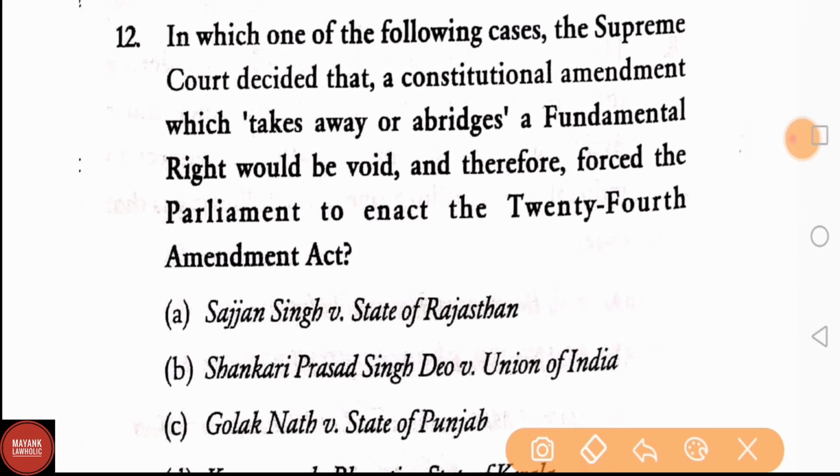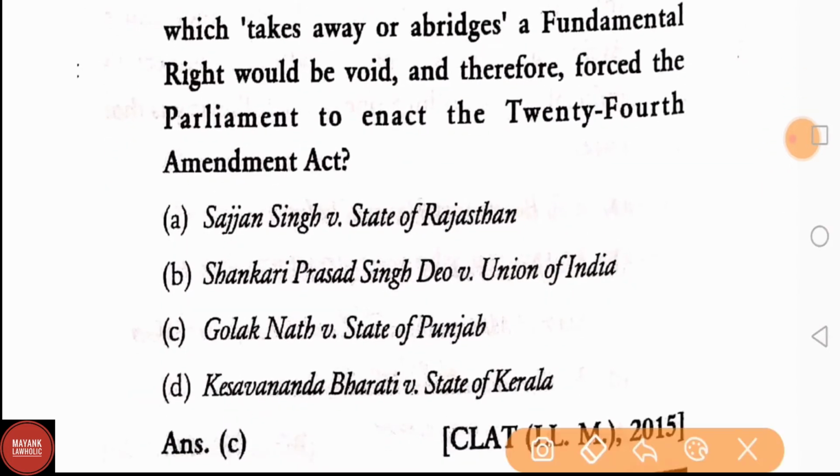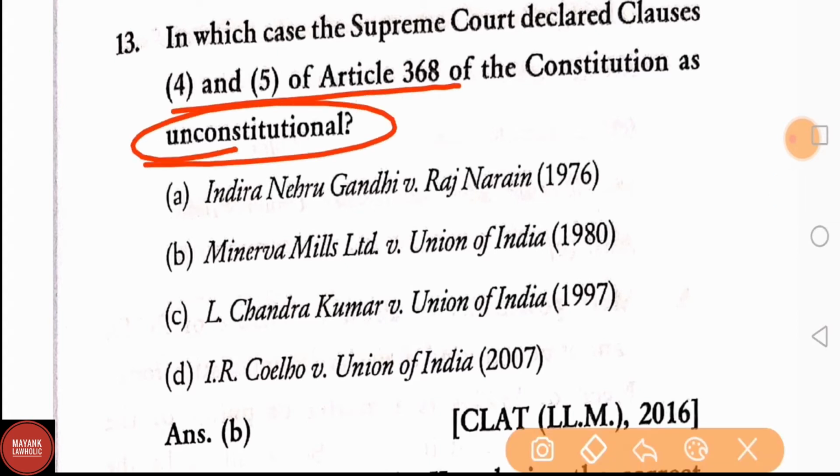Question number 12. In which of the following cases the Supreme Court decided that a constitutional amendment which takes away or abridges a fundamental right would be void and therefore forced the Parliament to enact the 24th Amendment Act? It was held in the case of Golaknath versus State of Punjab. Question number 13. In which case the Supreme Court declared clauses 4 and 5 of Article 368 of Constitution as unconstitutional? In the case of Minerva Mills versus Union of India 1980.